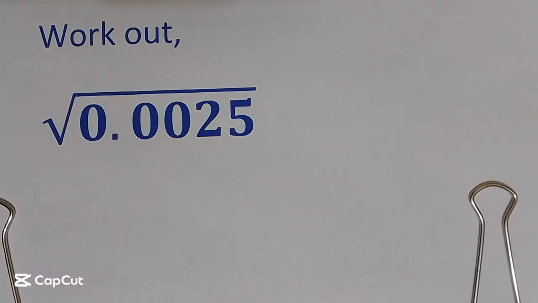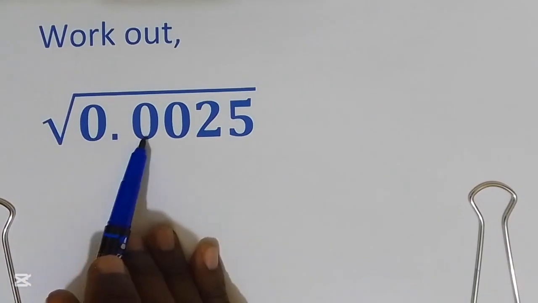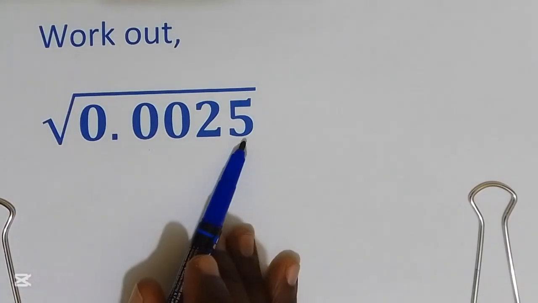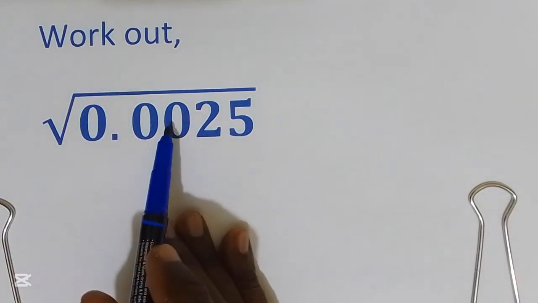Hello, welcome back. Today we are going to learn how to find the square root of a decimal number. We are supposed to find the square root of 0.0025. The first thing, we are going to change this decimal number into a fraction.